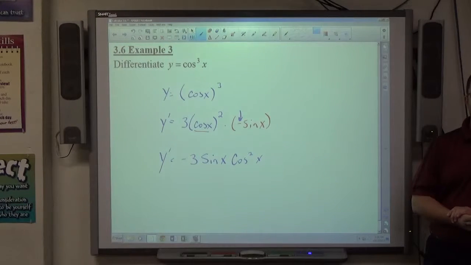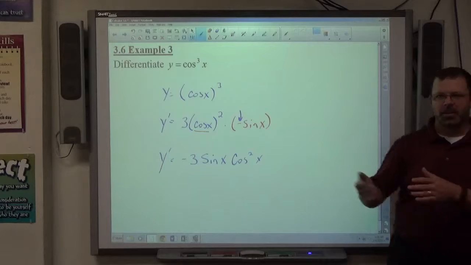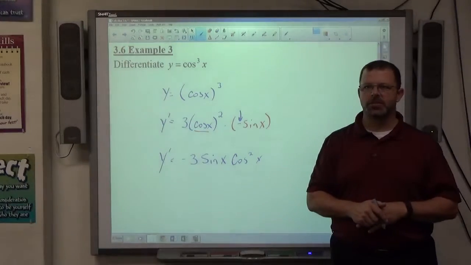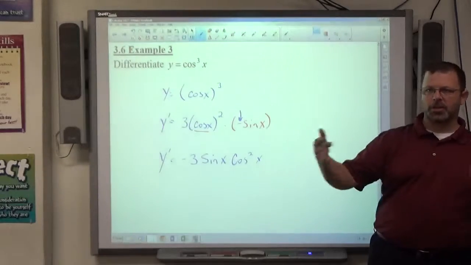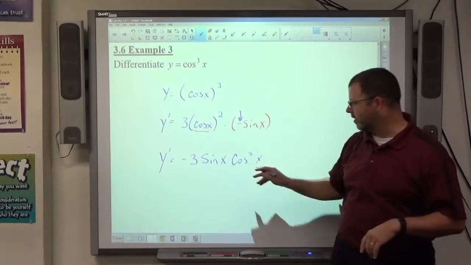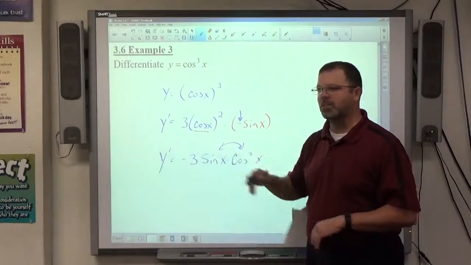I kind of like sine in front of cosine, I don't know why, but I tend to see that more often, so I've kind of gotten accustomed to that order. But if you put cosine squared first, sine second, it doesn't matter. You can flip-flop these two guys, but make sure the negative 3 is in front.